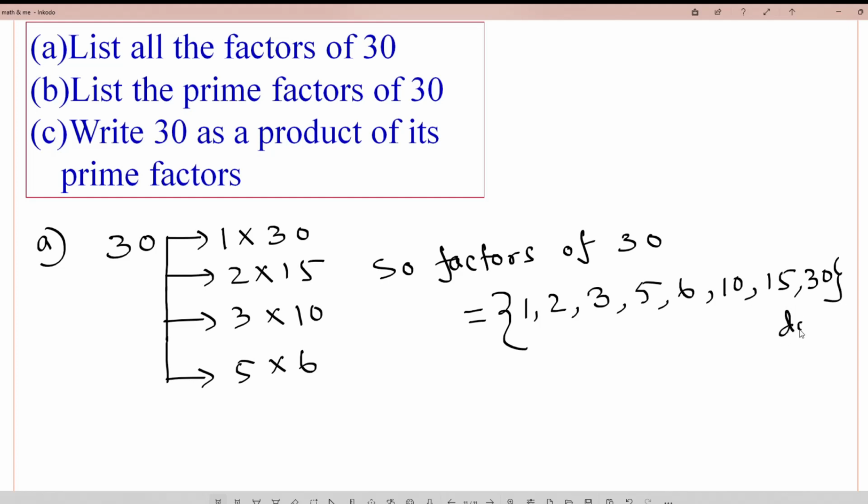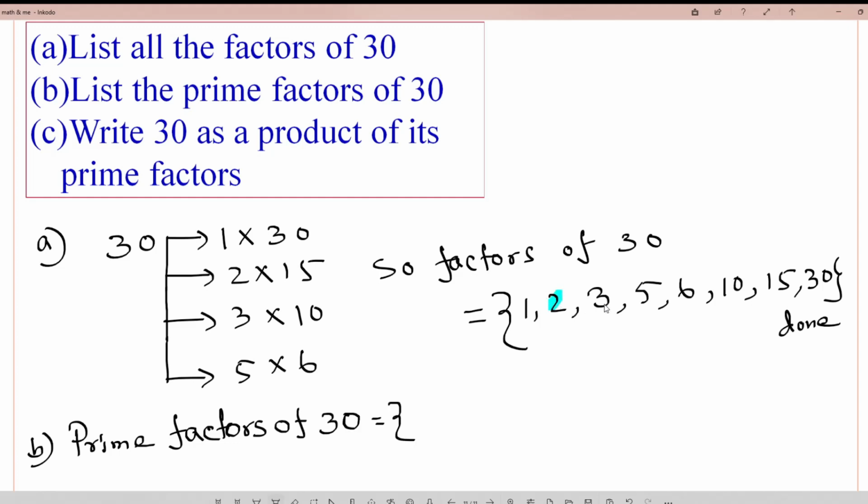Okay, done. Number 2 or B, list the prime factors of 30. Prime, here 2 is a prime number, 3 is a prime number, 5 is a prime number. That's enough. So the answer is 2, 3, 5.